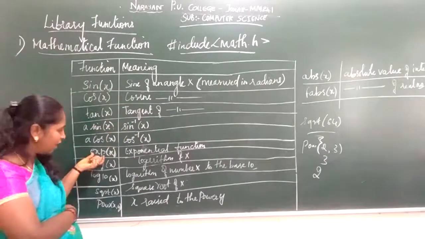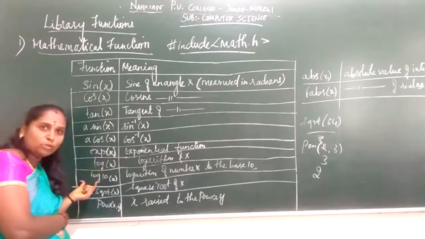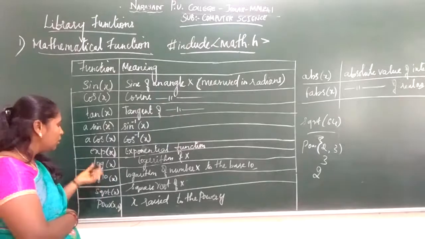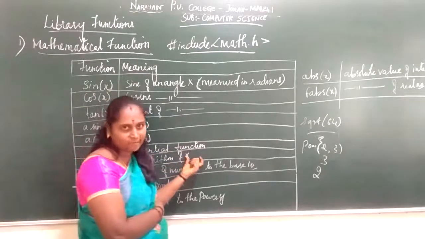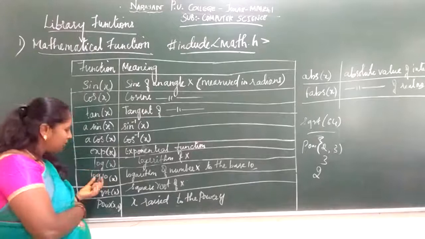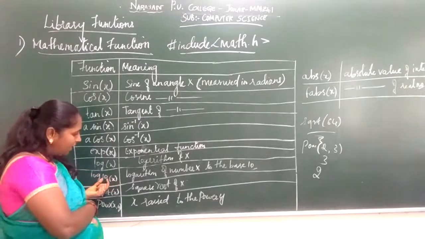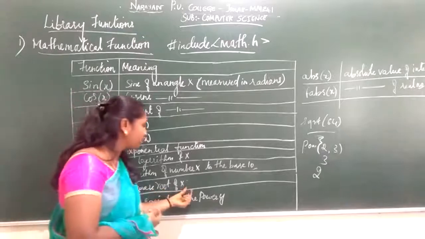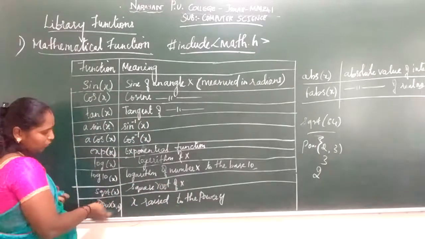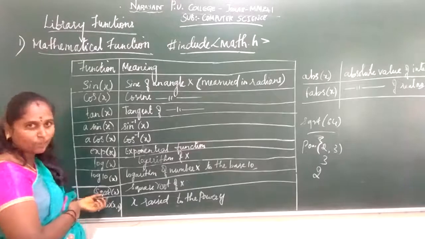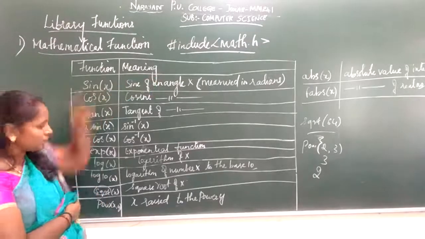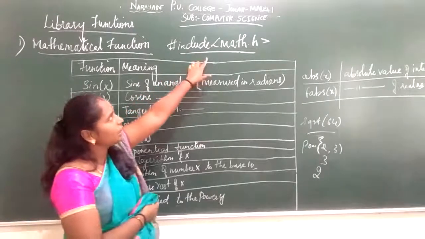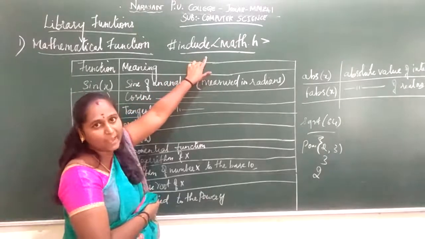Next, the exponential value. Then logarithm, and logarithm to the base: log of x is just the logarithm of that particular value, and if you mention a base, it is the logarithm of x to the base 10. Next, square root of x, if you want to find the square root of a number. If you are using square root to find the square root of a number in a program, then you have to include math.h. If you are using this particular function, your program should include the header file math.h.